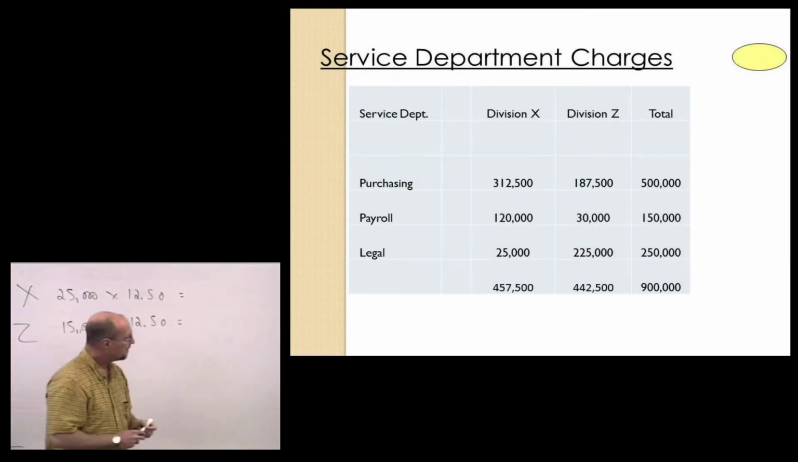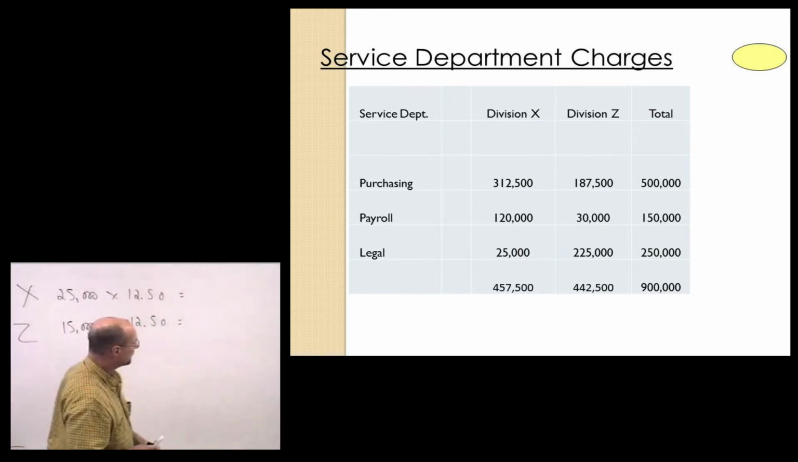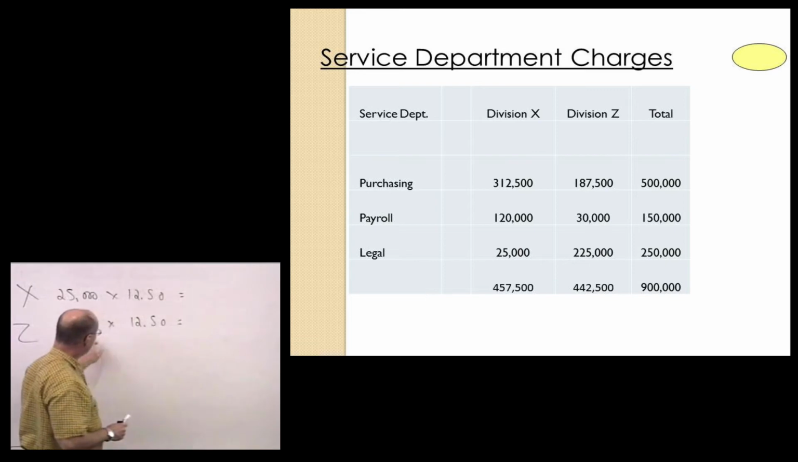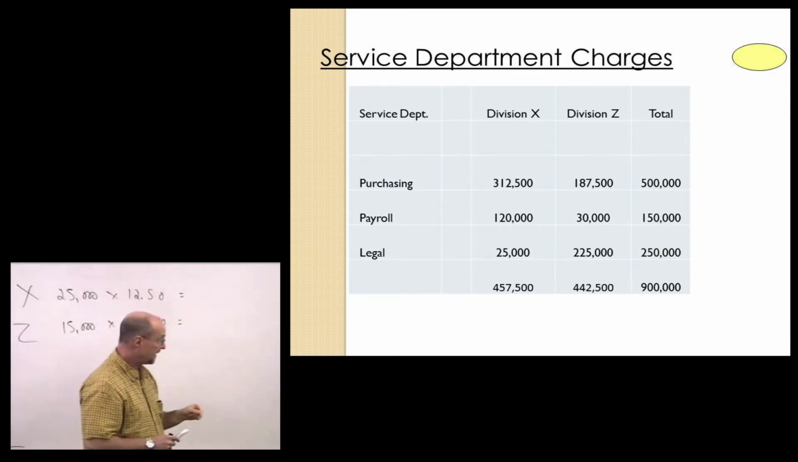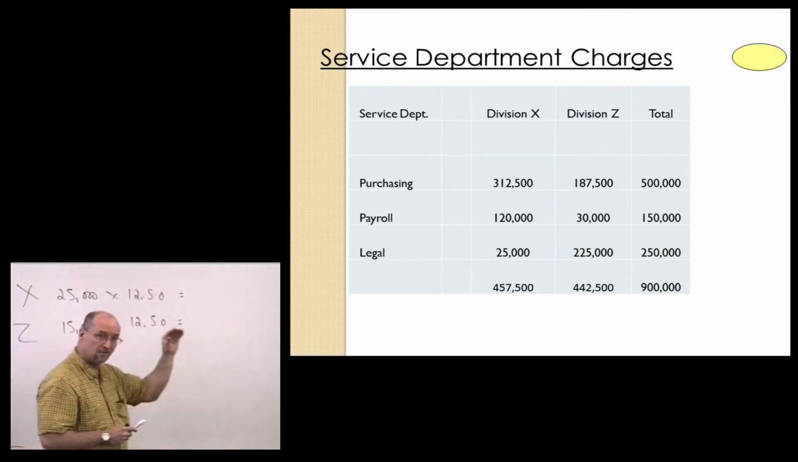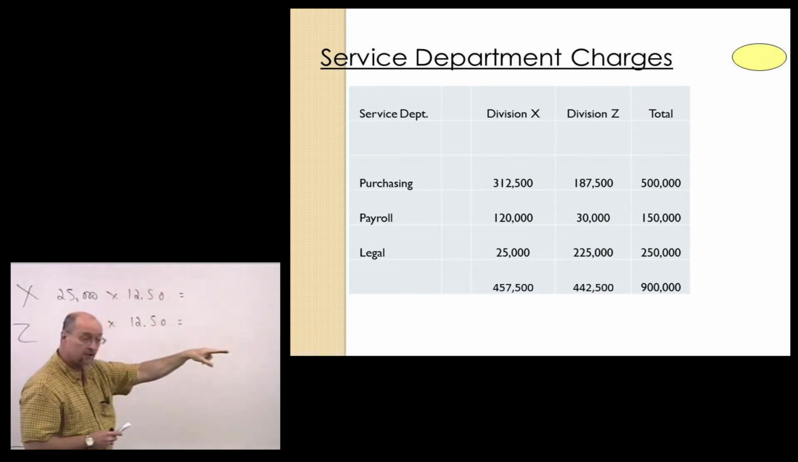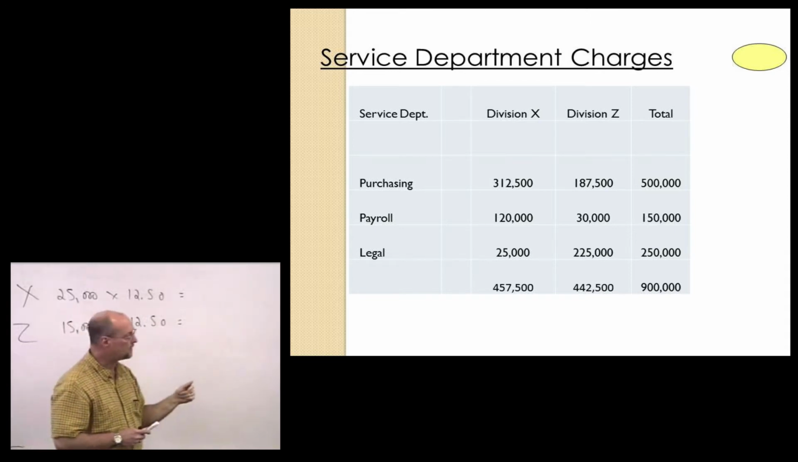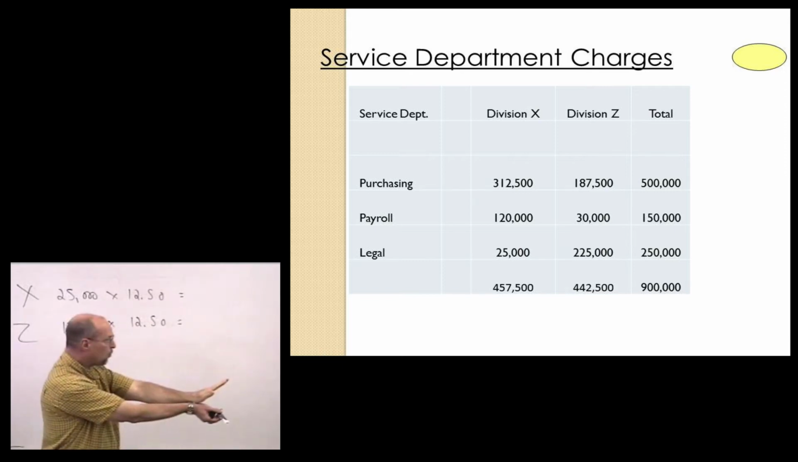Okay, and here it is. My purchasing cost of $500,000: $25,000 times $1,250, $312,500 goes to X; $15,000 times $1,250, $187,500 goes to Z. $312,500 plus $187,500, there's the $500,000 allocated. Okay, payroll, $150,000, based on the cost per paycheck times the number of employees. I believe it was 12,000 for X, 12,000 times 10 was 120,000, and 3,000 employees for Z times $10 per paycheck, 30,000. The 150 gets split 120 and 30.